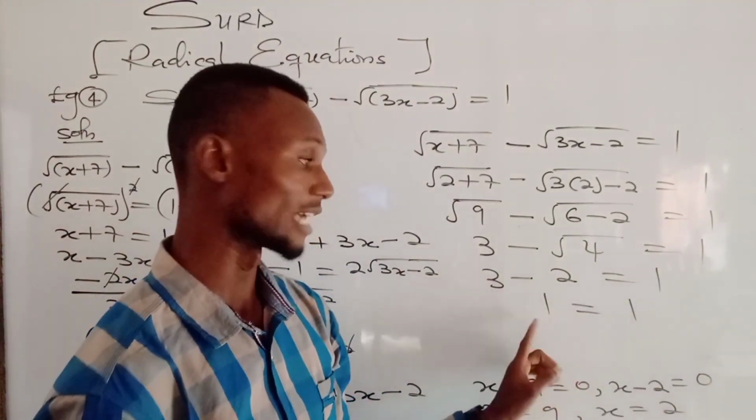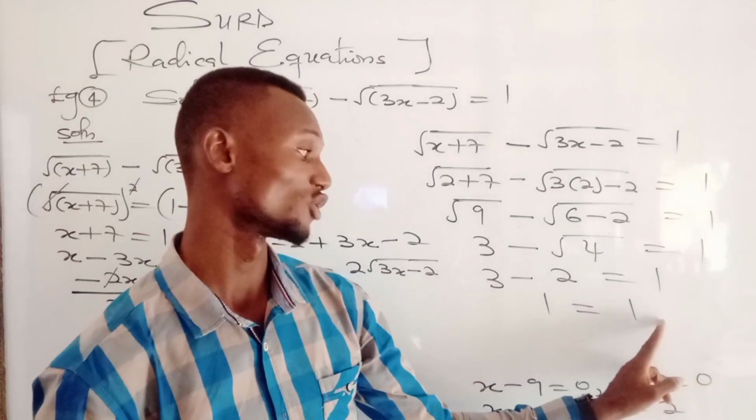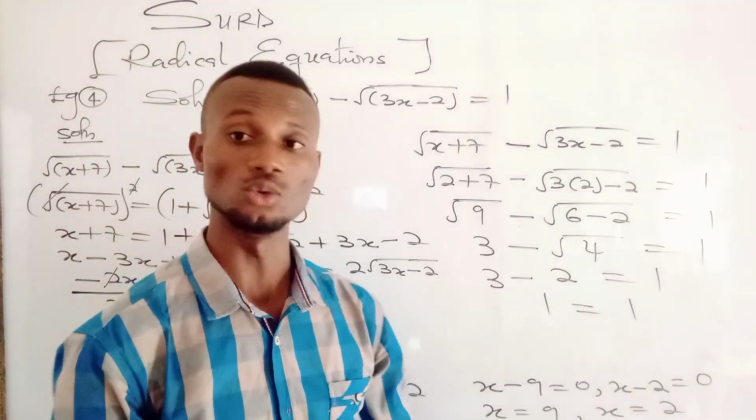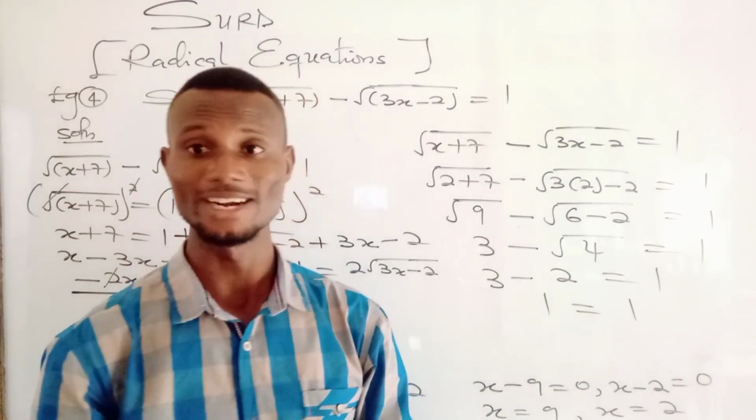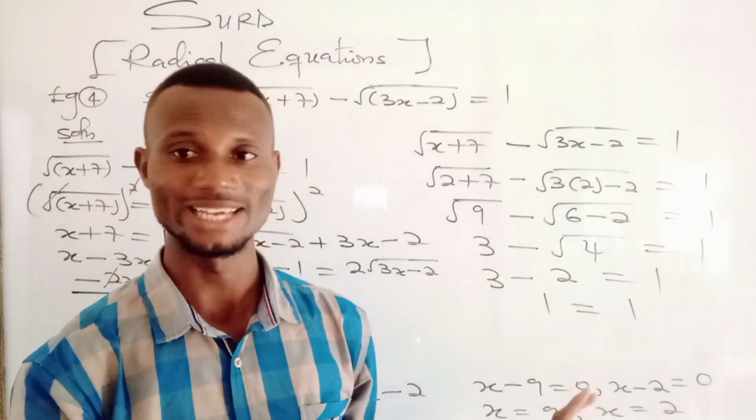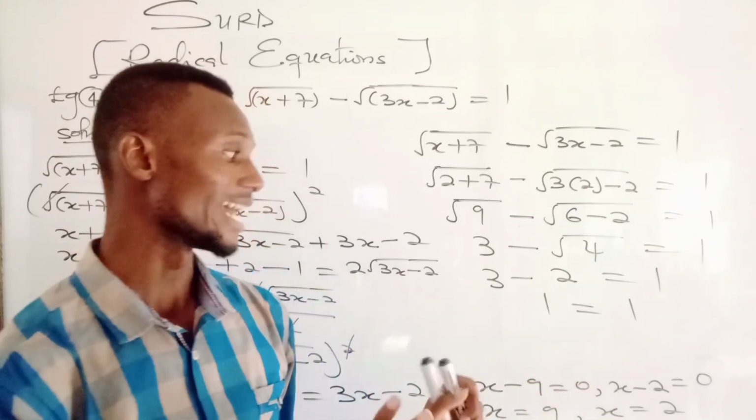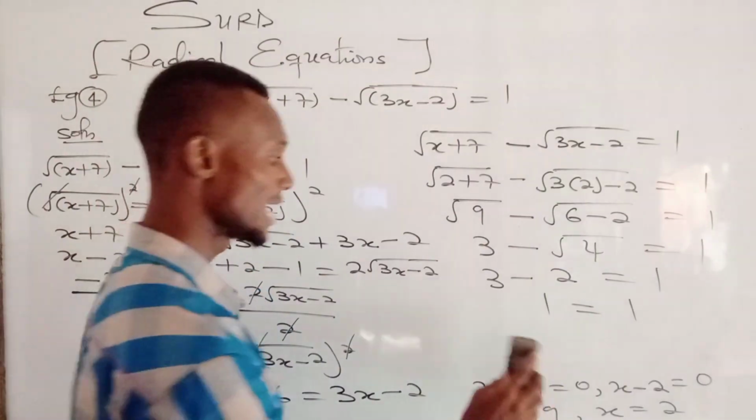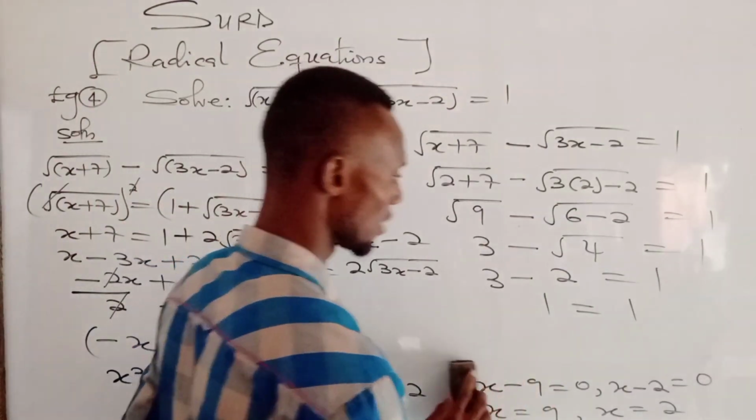On the left hand side we got 1, and on the right hand side we have 1 there. So it means s equals 2 satisfies the equation, and for that reason s equals 2 is a solution to the given equation. So that's it. Let me clean here and write the conclusion for you.